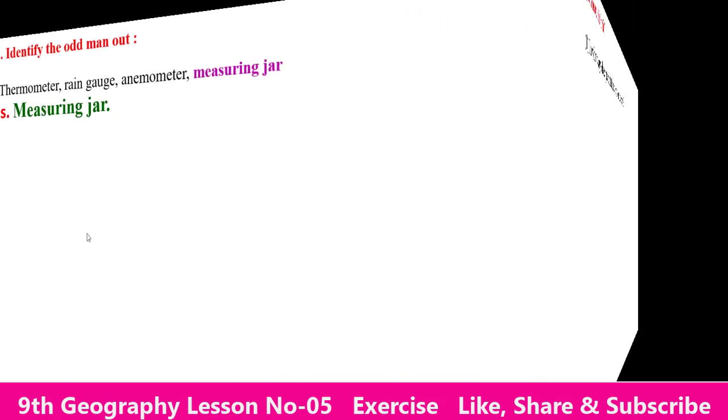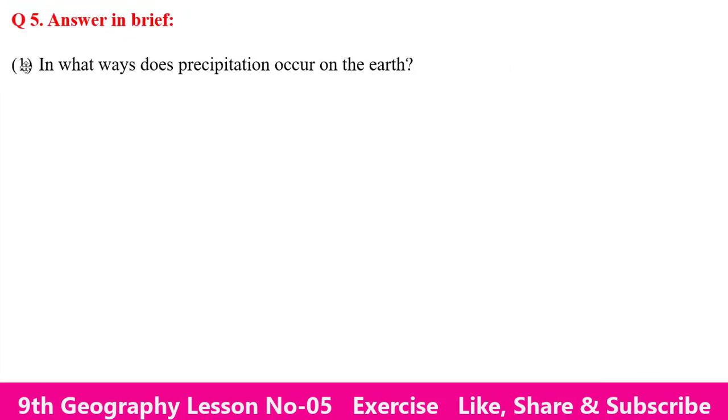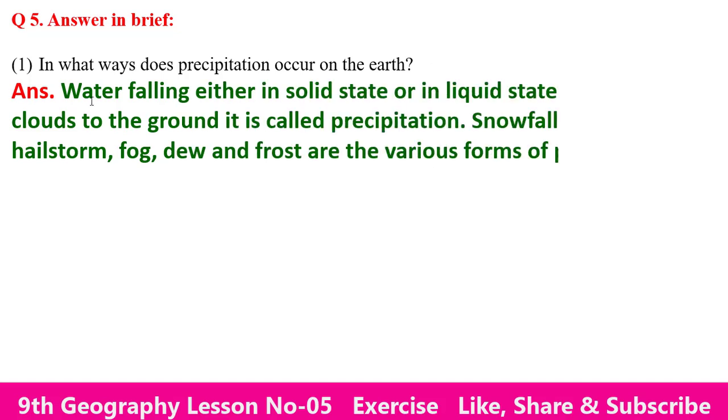Now next question. Question number 5. Answer in brief. First, in what ways does precipitation occur on the earth? The answer is water falling either in solid state or in liquid state from the clouds to the ground. It is called precipitation. Snowfall, rainfall, hailstorms, fog, dew and frost are the various forms of precipitation.